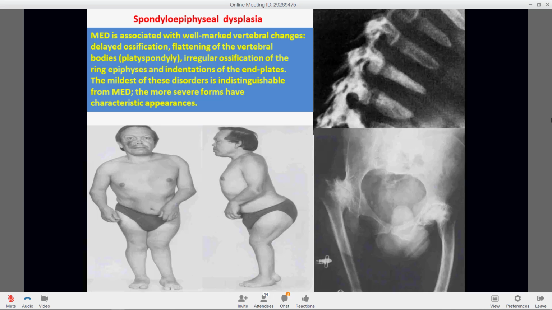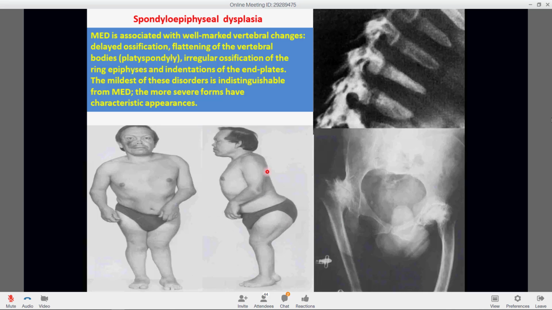Spondyloepiphyseal dysplasia. This is a condition in which there is multiple epiphyseal dysplasia plus vertebral changes. So there will be delayed ossification, flattening of the vertebral body, platyspondyly, irregular ossification of the ring epiphysis, and indentation of the end plate. The mildest of these disorders is indistinguishable from multiple epiphyseal dysplasia. The more severe forms have a characteristic appearance.